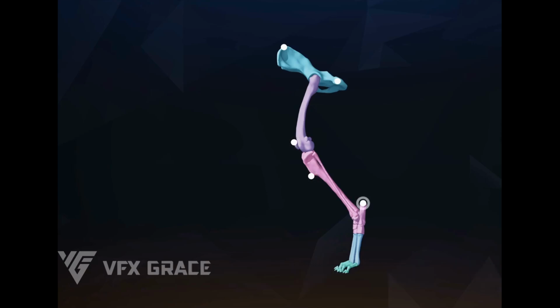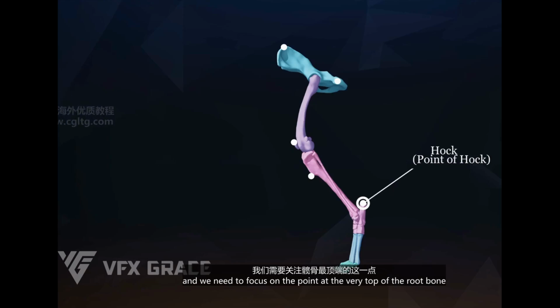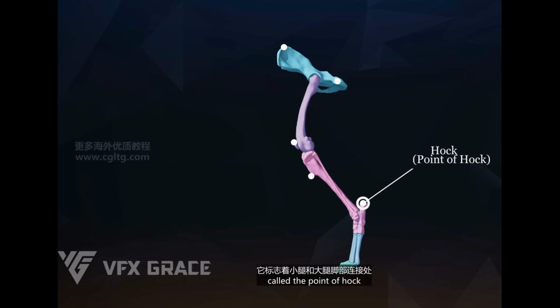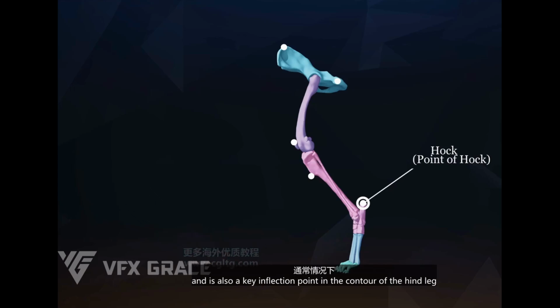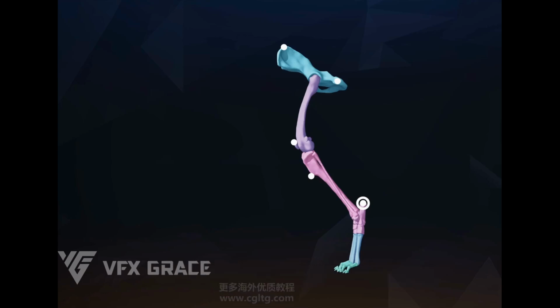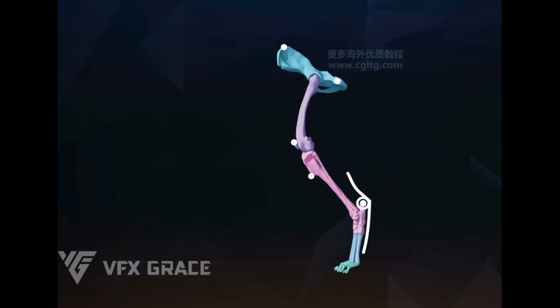Continuing downward, there is a small bone above the tarsal bones called the hock. This bone seems like an extra growth, and we need to focus on the point at the very top of the root bone. This point, called the point of hock, marks the connection between the calf and the foot in the hind leg and is also a key inflection point in the contour of the hind leg. Usually, this point forms a clear angle, linking the contours of the calf and the foot.